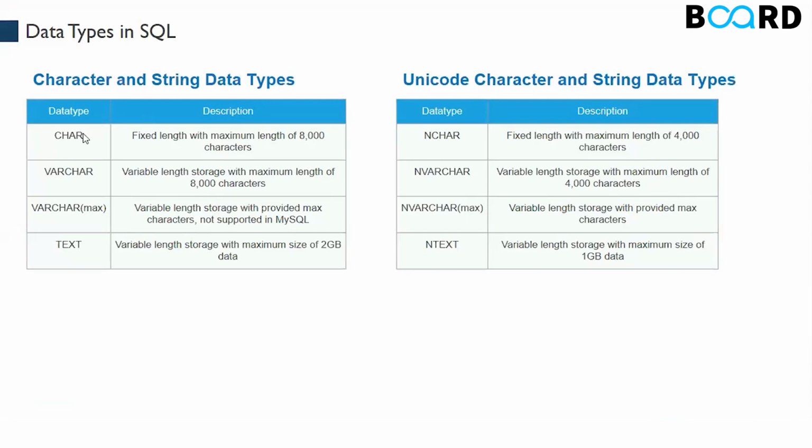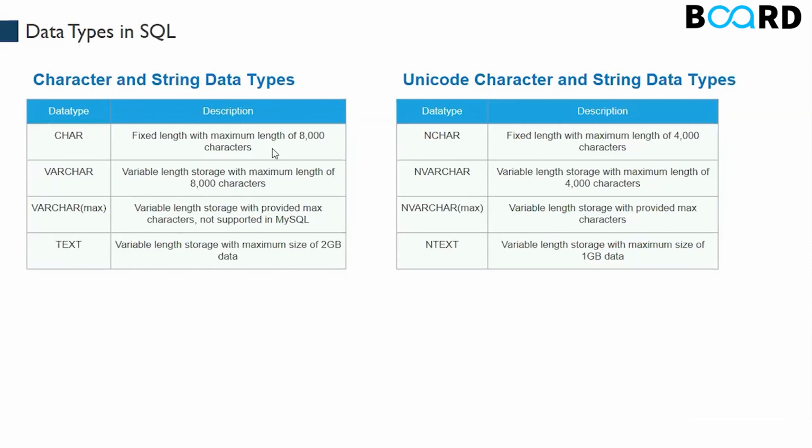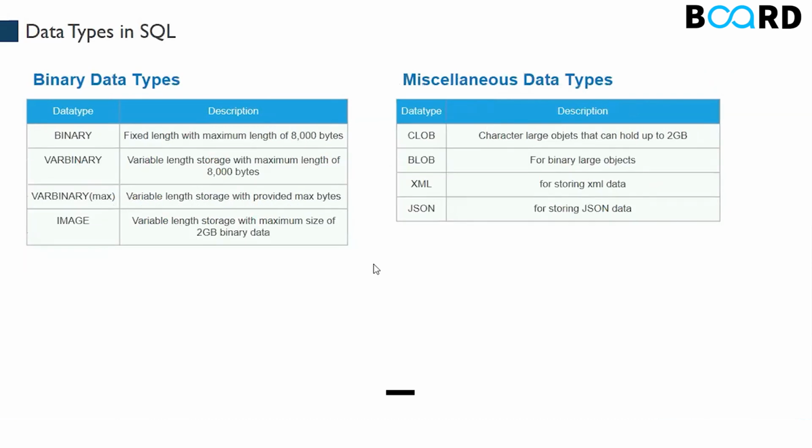Now, char and varchar are supported in MySQL, which can go up to 8,000 characters. There's something called varchar max, which is not supported in MySQL. It is supported in Microsoft SQL Server. Okay. Then there is text. We have binary data types. Again, binary, varbinary max. You can store images in the form of binary values.